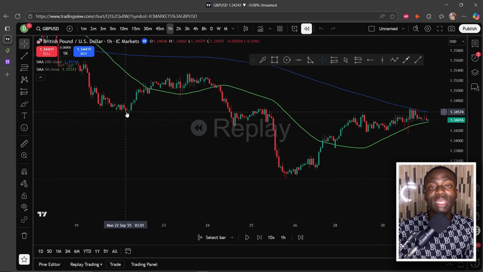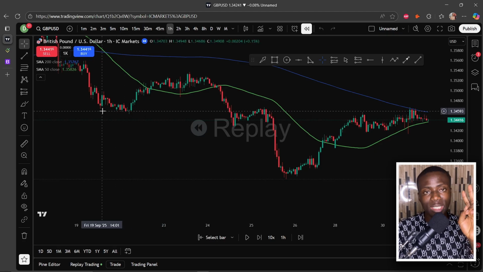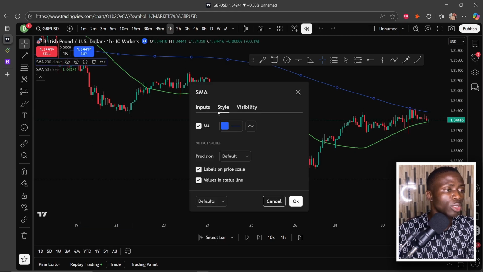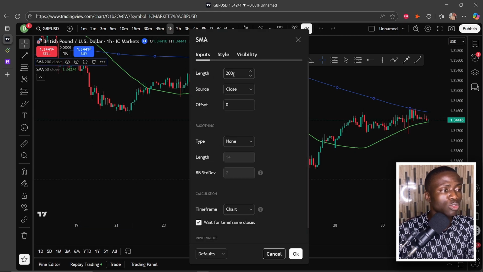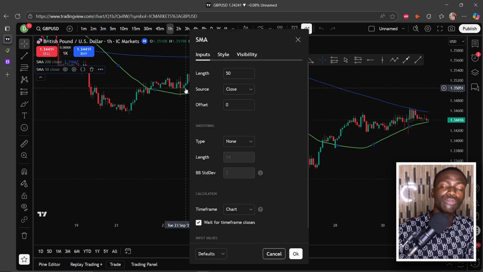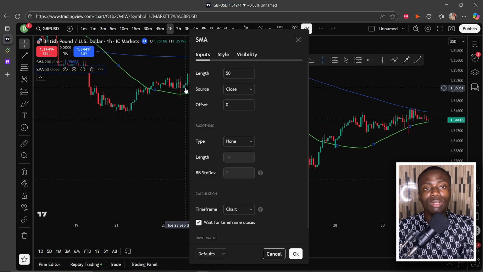And the next thing after picking the time frame is that you need to insert one indicator that you have to duplicate, and the name of the indicator is simply the SMA, which is the simple moving average indicator. Now once you insert this indicator, here's a simple setting you need to do. You need to set your length to 200 for the first indicator, and then the second indicator you set to 50.